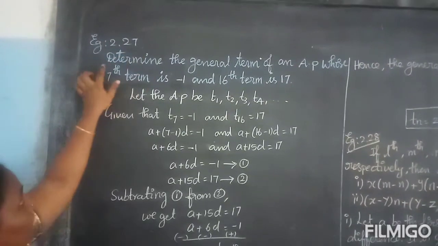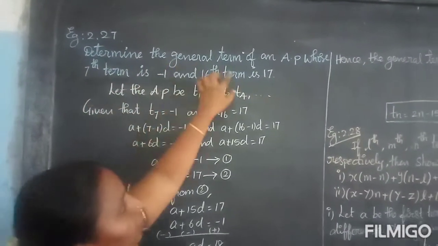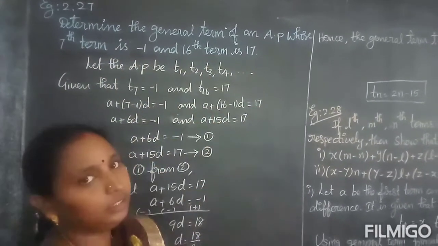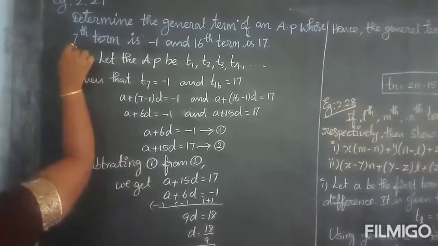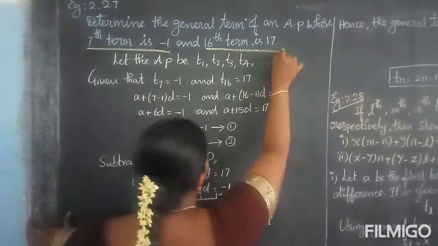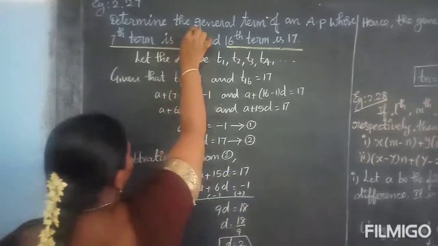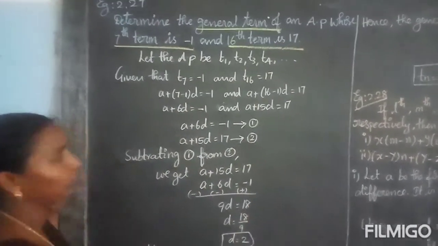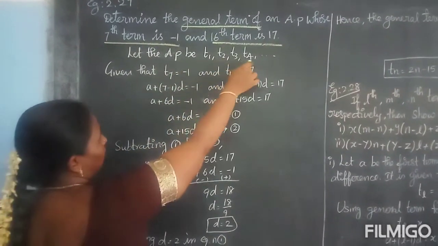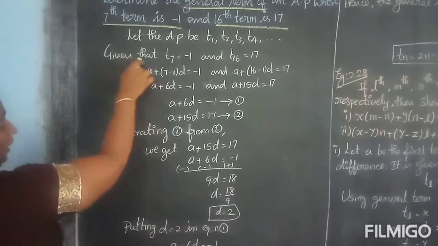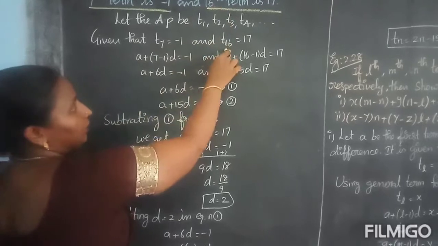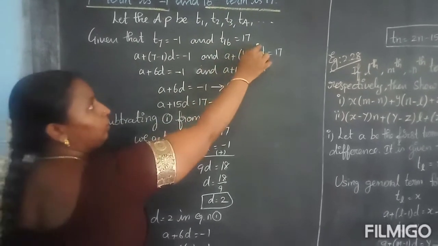Example 2.27. Determine the general term of an AP whose 7th term is -1 and 16th term is 17. Here they have given the 7th term in the AP is -1 and the 16th term is 17. We are going to find the general term, that is Tn. Let the AP be T1, T2, T3, T4 and so on. Given that the 7th term T7 equals -1 and the 16th term T16 equals 17.